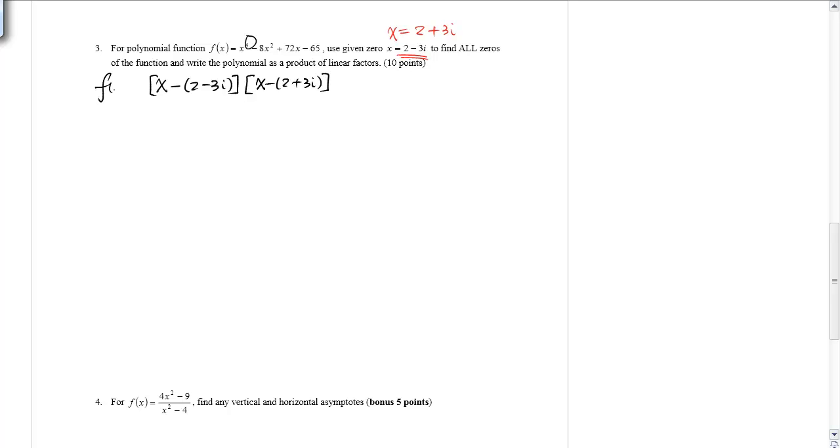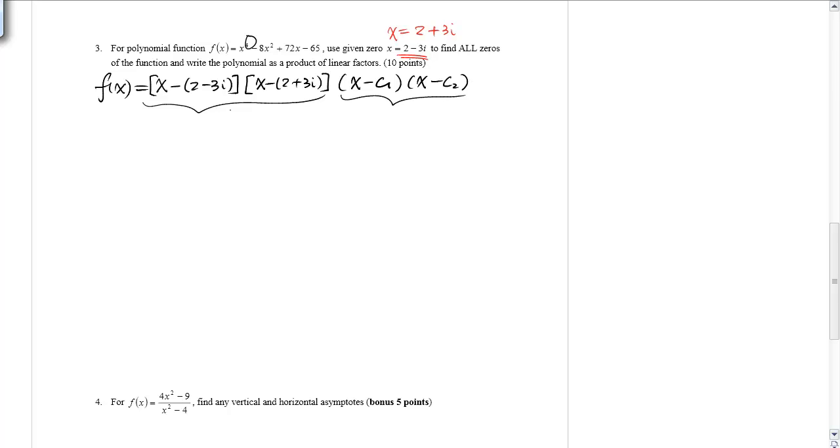Okay, so this original function equals these two factors multiplied by another two unknown factors. So what we're going to do is first find the product of these two factors, and then divide the original function by that product, so that the answer will give us the product of the remaining two factors.